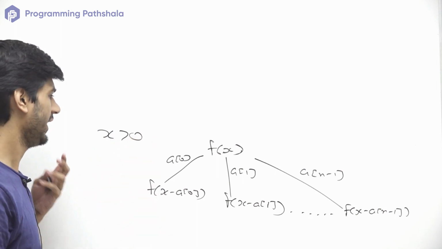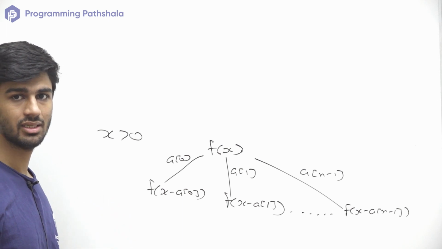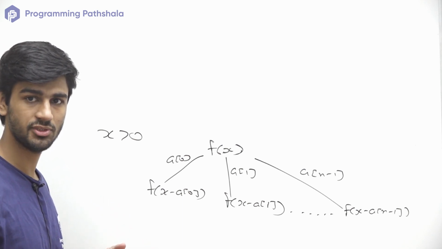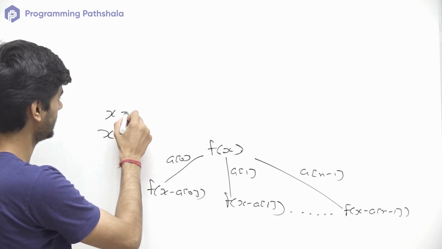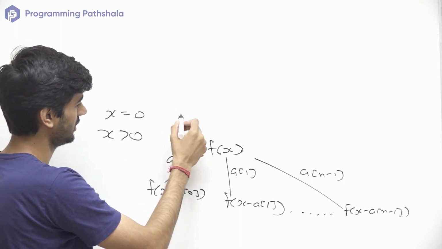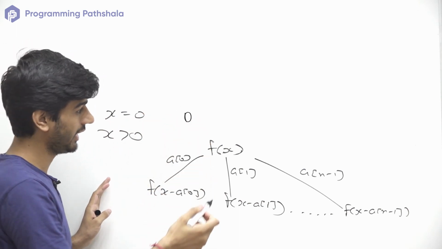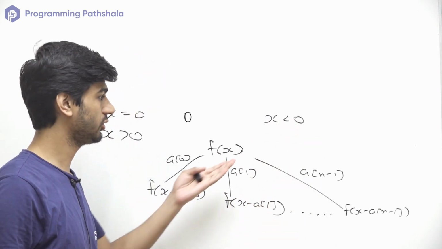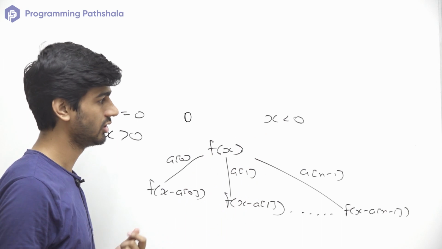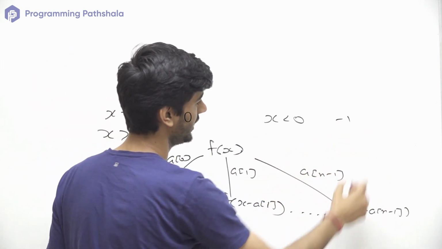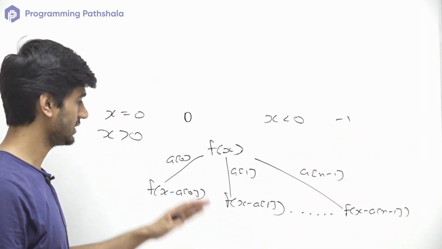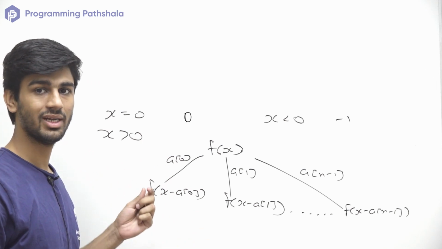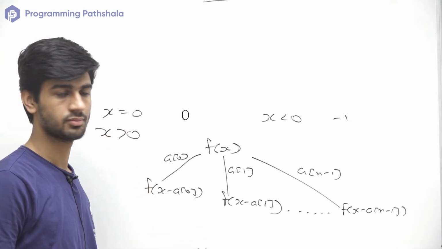Now we can say that this recursive relation will be valid for all the values of x greater than 0, right? And if x is equal to 0, in that case the minimum number of coins required to get a sum of 0 is 0. And if x is smaller than 0, in that case it is impossible to get a sum which is negative, so the answer is -1, right? So this is the recursive relation. Now we can try to write a recursive code.